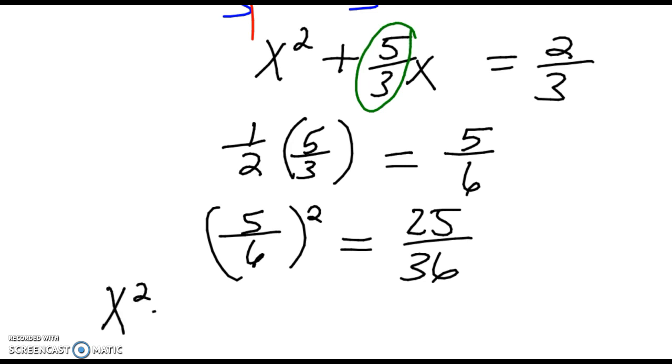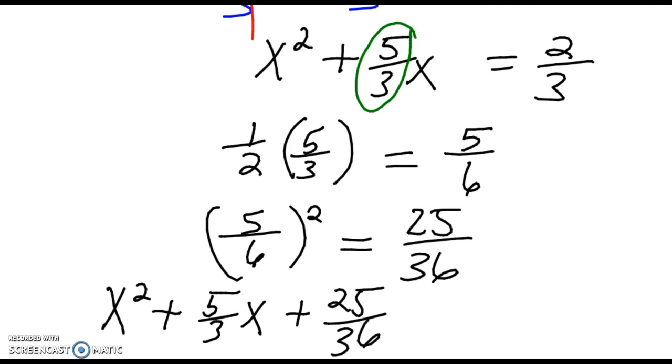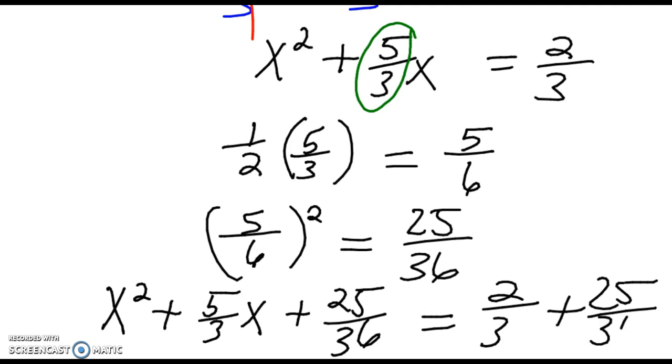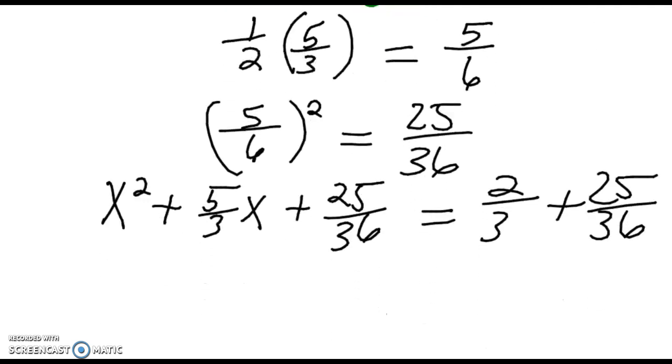So we have x squared plus 5/3 x plus 25/36 equals 2/3 plus 25/36. We are going to factor this side of our equal sign. And in doing so, we have 1 times 25/36 equals 25/36.